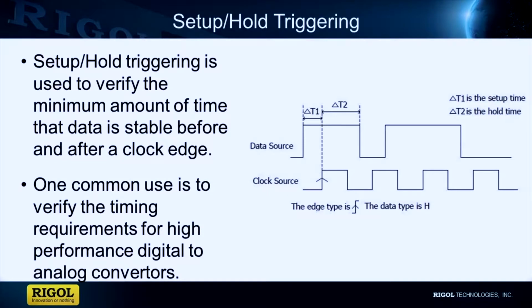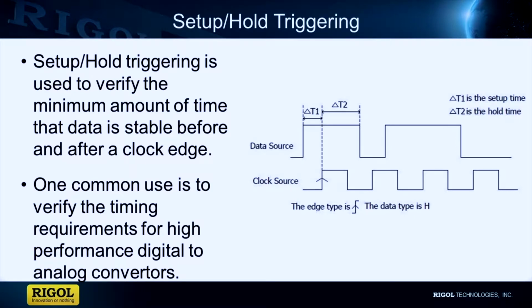Digital circuits require the correct timing of signals to operate reliably. One requirement is setup and hold. Setup and hold specifies the minimum amount of time data must be stable before and after a clock edge to be latched properly. Setup time is the minimum time data needs to be stable before a clock edge, and hold time is the minimum time data needs to be stable after a clock edge.